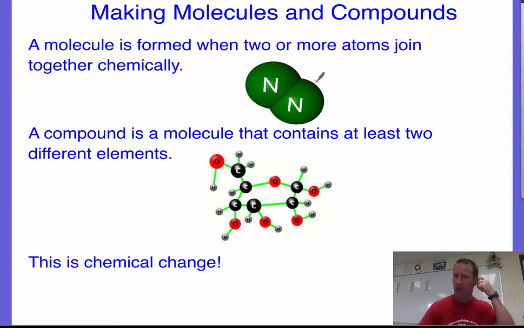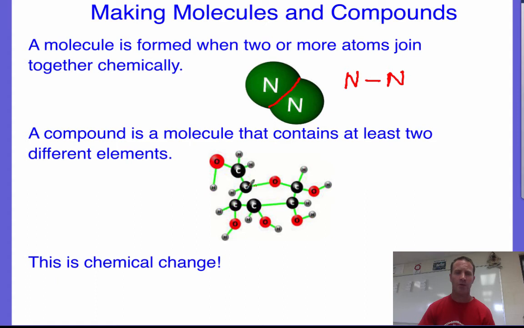A little bit about molecules and compounds in terms of how they're made and how they look, so that when we see them we know what they look like. A molecule is formed when two or more atoms join together chemically. So here's a nitrogen to nitrogen bond. There's a bond right here, and this is obviously a cartoonish picture. If you were to draw it, it would look something like this. You just draw end to end. We add a little line to show that bond, and the element itself represents the atom. Very simple. A compound is a molecule, remember, and it contains at least two different elements.